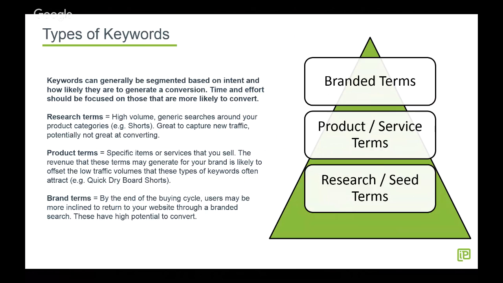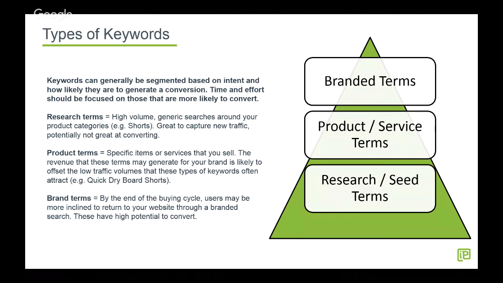In the middle there, you've got your product terms. So these are a little more specific. They relate to a specific service or product that you may sell on your website. So it might be a certain type of short in this case, like quick dry board shorts, for example. The volume of these terms is often likely to be a little bit lower than what you would see with the research and seed terms. But you should see a high conversion rate through these types of terms because they're much more relevant. They're working down the funnel. So you'd expect people to be converting off them more so than a generic research term where they may not be aware of what they actually want.